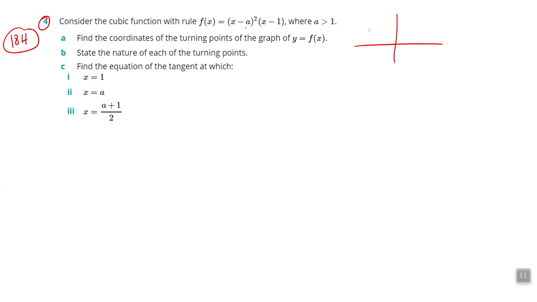So we've got a bounce at a and a cut at 1, and it's a positive cubic, so it's going to have this shape. And we know a is greater than 1. That's useful because the location of the bounce would be after 1. So we've got 1, we've got a, and a positive cubic, with a cut at 1 and a bounce at a. So it's going to look something like that. That might be useful later on.